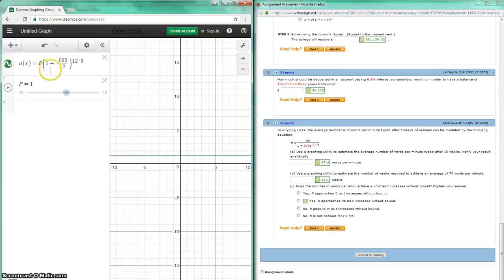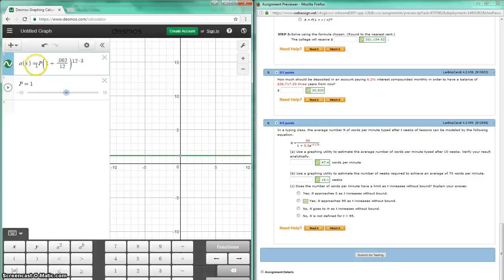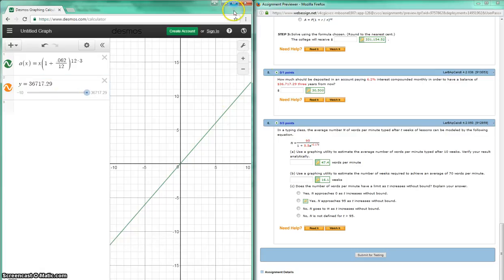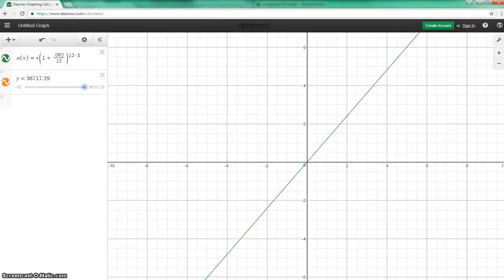I could add a slider to figure out how much I would have to have, but basically I want to know when this equation is equal to, well, let's call this an x, when is it equal to this line of 36,717.29? Here I have a horizontal line, and here it has an equation that's going up to that horizontal line. Hopefully where they intersect will be about 30,500, because that would solve for my x value. Let's see if we can make that happen.